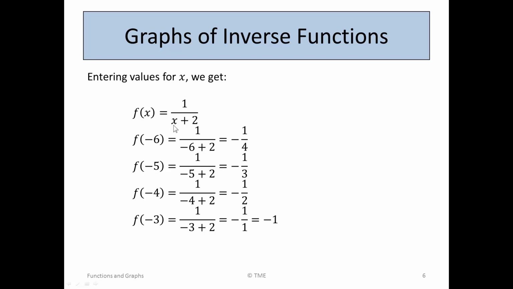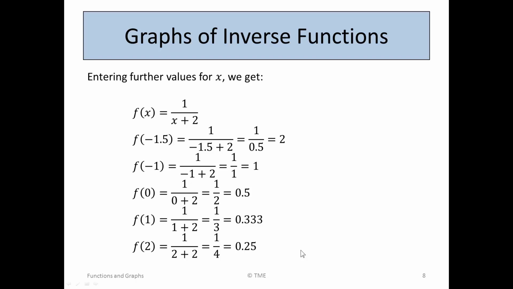Now we weren't allowed to use x equals minus 2, but we'll use minus 2.5 just to come close. 1 over minus 2.5 plus 2 makes that equal to 1 over minus a half, or minus 2. We now enter further values on the other side of minus 2. We start with minus 1.5. 1 over minus 1.5 plus 2 is 1 over a half, and that's 2. So for the first time we're seeing a positive value here.